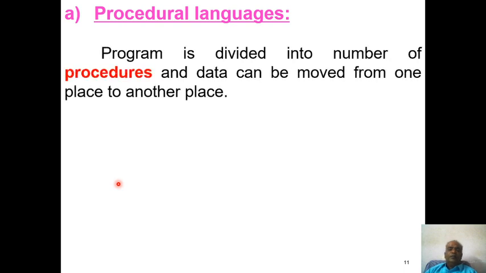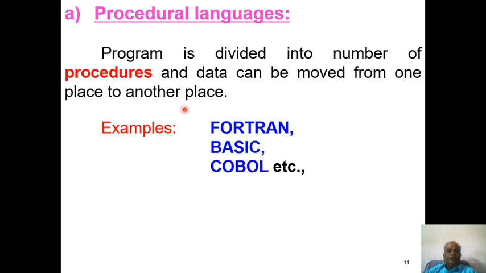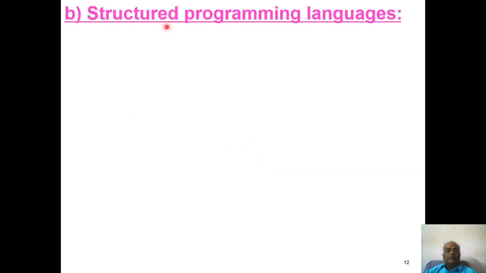In procedural languages, the program is divided into a number of procedures. Here data can be moved from one place to another place. Examples of procedural languages are Fortran, Basic, COBOL.